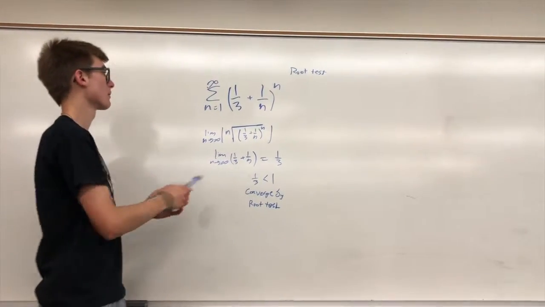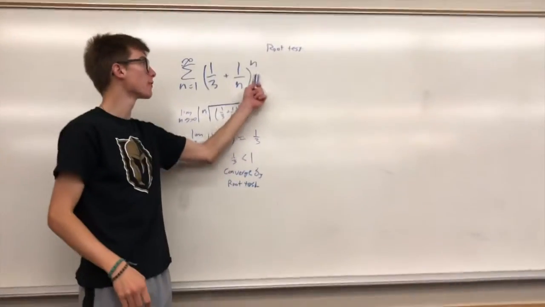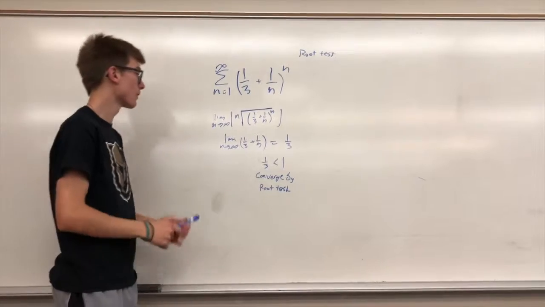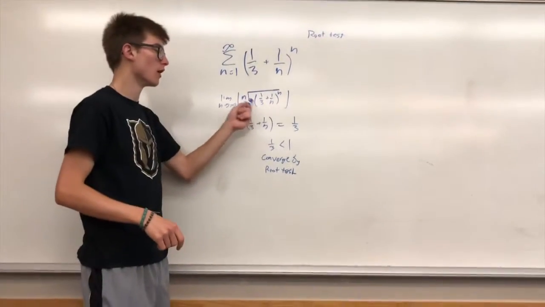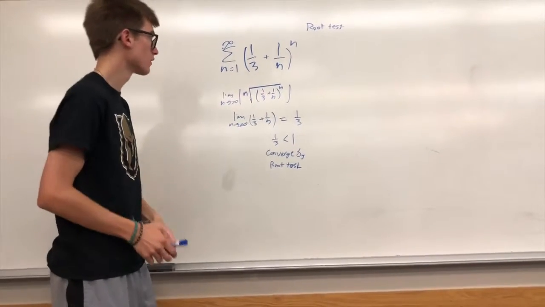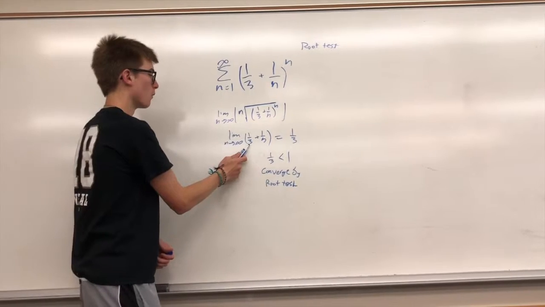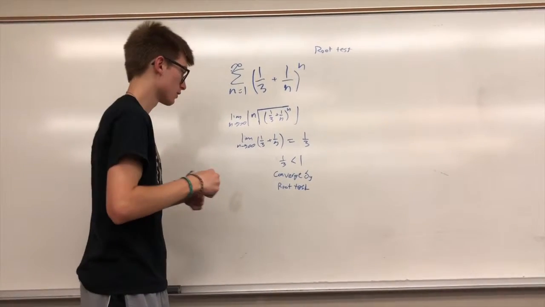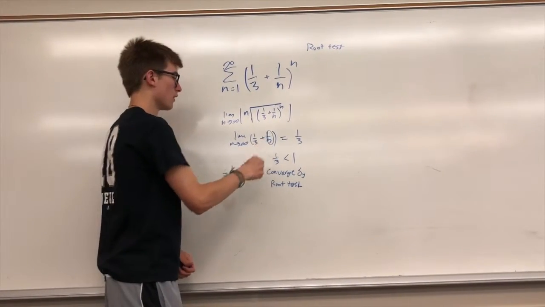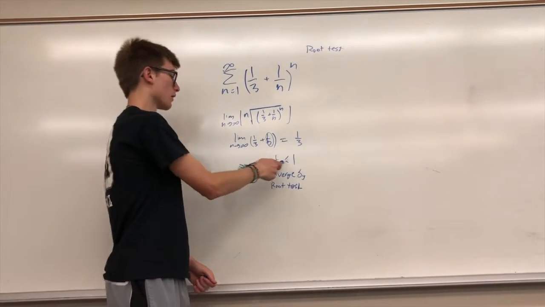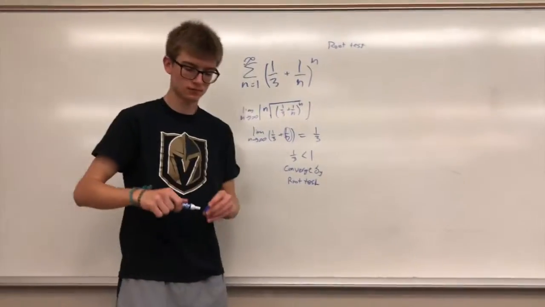For this problem, we have 1 over 3 plus 1 over n to the nth power, and since it's to the nth power, we'll be using the root test. Take the limit as n approaches infinity of the nth root of the series. These roots cancel with each other, so you're left with 1/3 plus 1 over n, which as n approaches infinity turns the 1 over n into 0, and then it's just 1/3. Since 1/3 is less than 1, this series will converge by the root test.